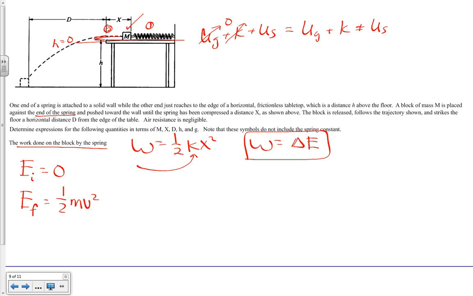Its kinetic energy when it starts is 0. Its spring potential is that. Its gravitational potential is 0. Its kinetic is 1/2 mv squared. Its spring is 0. So it went from this much energy to that much energy. Well, work is change in energy, so 1/2 mv squared. What's its velocity?